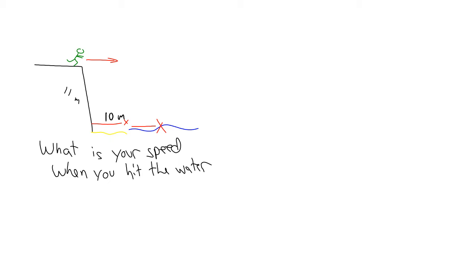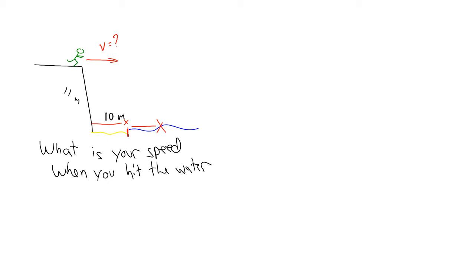So what you're doing is you're running off of a cliff, and you have to make it over the sandbar and land in the water. This way you don't break all your leg bones. Okay, so we want to know what's your velocity, how fast are you going, and then how fast will you be when you hit the water.